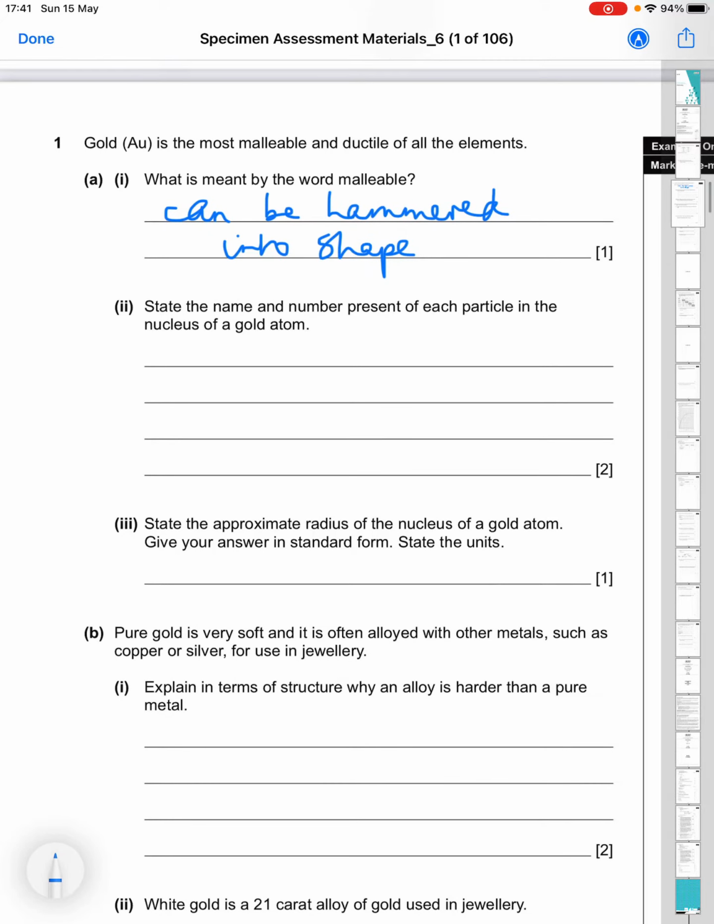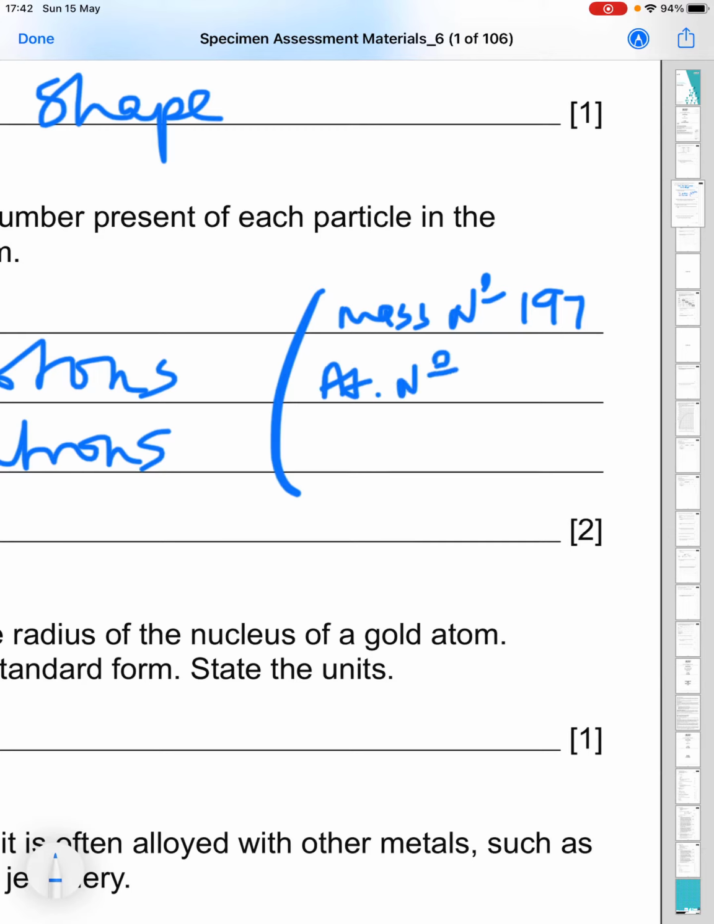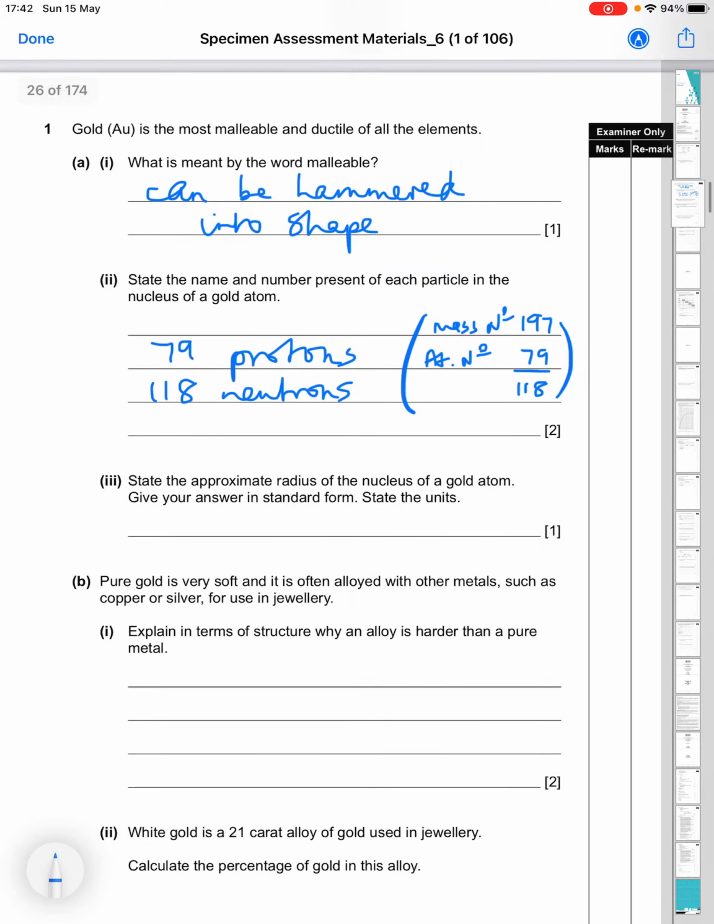Okay. State the name and number present of each particle in the nucleus of a gold atom. This is your first opportunity to look it up on the data sheet. Obviously you get your periodic table with the exam, so make sure you use it. So there are 79 protons and 118 neutrons. And just to explain where I got that from, the mass number is 197 and the atomic number is 79. So 79 protons, take one away from the other, you get 118 for your neutrons. 1 mark for each of those.